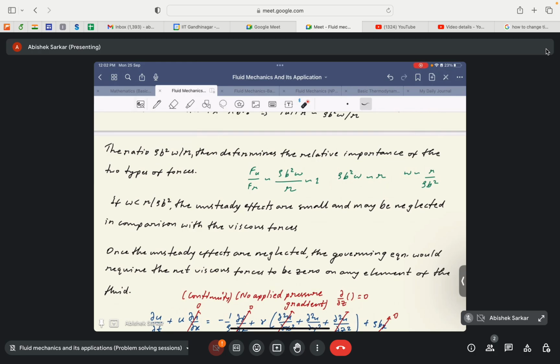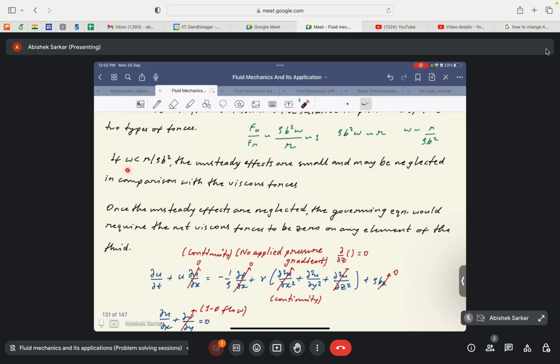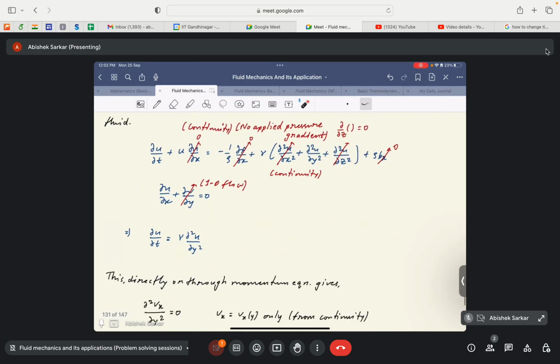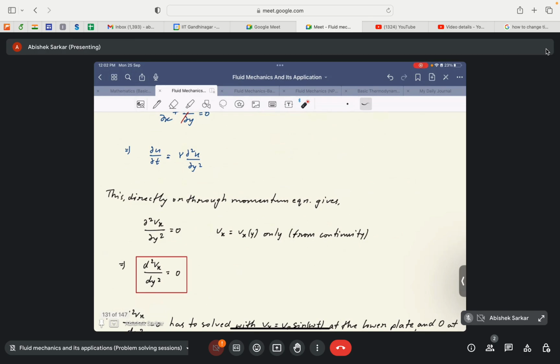Okay, so now if omega is large, it essentially tells us that mu would be large. If mu is large, the viscous effects are much larger compared to the unsteady terms. That's why these unsteady effects can be neglected in this particular approximation. Once the unsteady terms are neglected, the governing equation would require that the viscous forces be zero. So if these terms are almost equal to zero, the viscous force term would now be equal to zero.